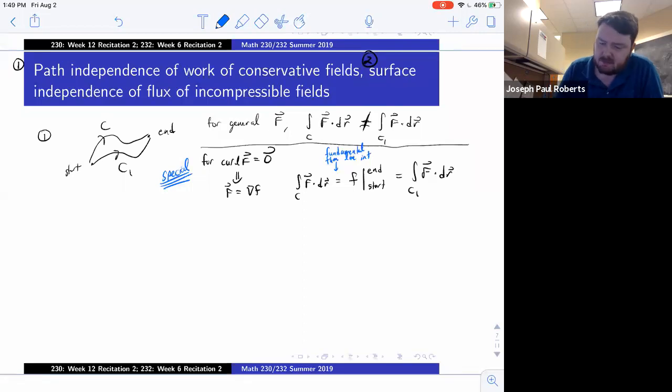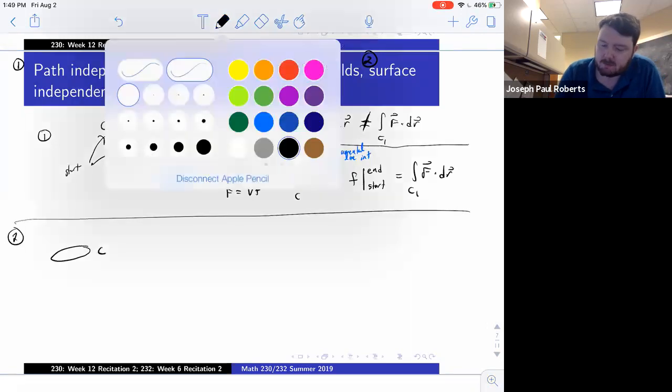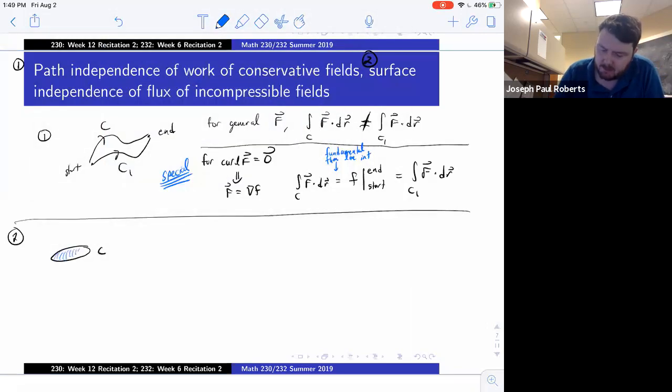Okay, so we have something similar now for this. Let's say I have some curve C. Let's say then that S1 is that surface. So S1 is, let's say, a disk. And let's say that S is a hemisphere.